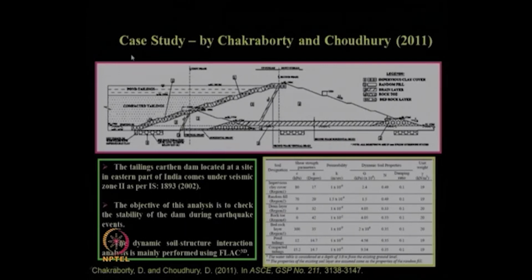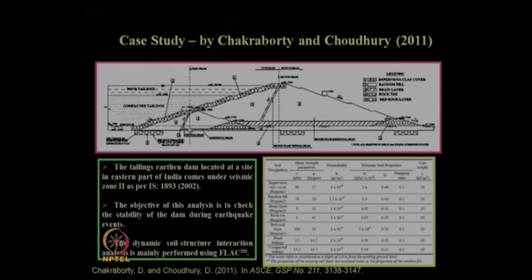This is for a real field problem, as well as another model problem for academic purpose, and another is an actual field implemented problem. So, this is a field implemented problem which was analyzed by Chakravarti and Chaudhary in 2011. This is the ASCE Geotechnical Special Publication number 211. This tailing dam is proposed to be constructed at the eastern part of India under seismic zone 2, that is the safest zone as far as Indian seismic zonation is concerned, as per the current IS 1893-2002 version.